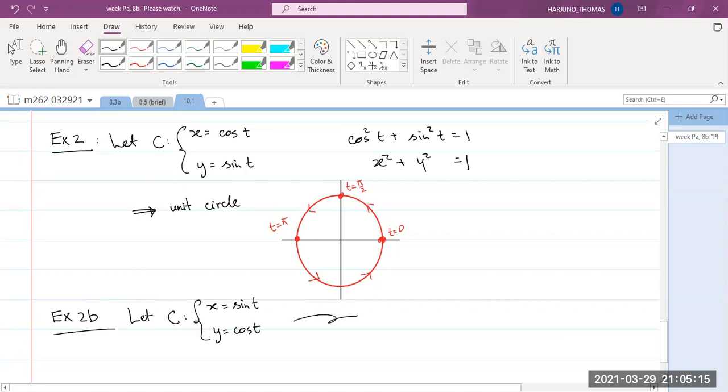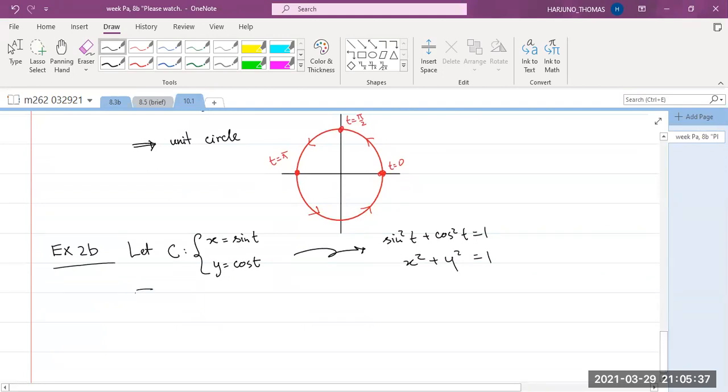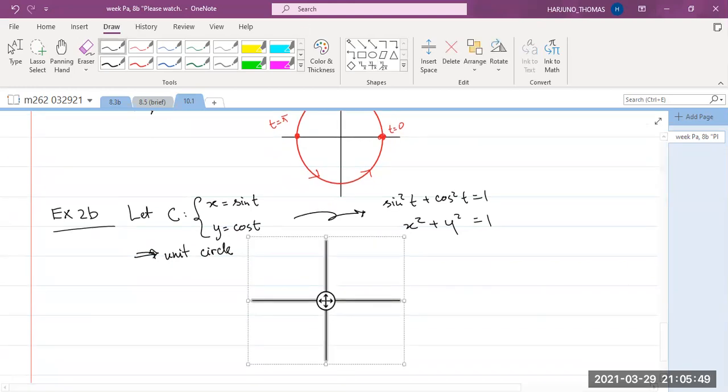Notice that it will also satisfy this situation, right? Sine squared t plus cosine squared t equals 1, so x squared plus y squared is equal to 1. It gives us the same graph. That's the unit circle, right? But this time, it has a different starting point. I mean, different timing, in other words.